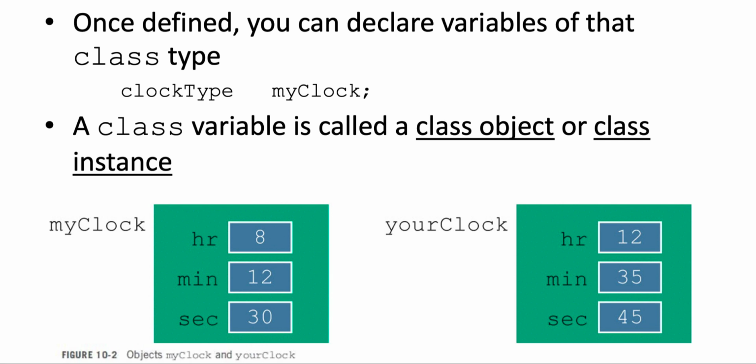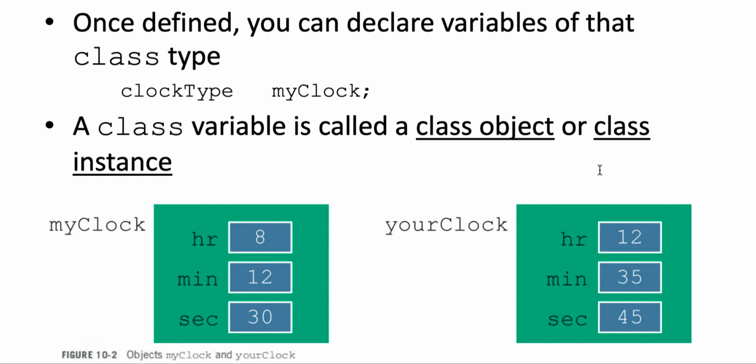So as you can see on this slide, you simply use the data type, which in this case is clock type, and then name your object. Each object can have different members. In this case, each object has 10 members, 7 member functions, and 3 member variables. Each object has separate memory allocated for their hour, minute, and second.